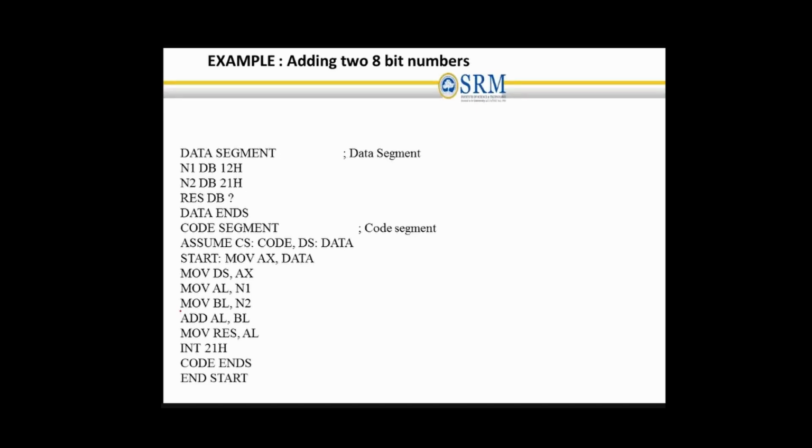If I'm using strings and all, what segment should I add? Extra segment. If I'm using a string as my input data, then I should include the extra segment. Similarly, if in my program I am using push, pop and all, then I should insert the stack segment. So depending upon my need, I can insert the segments.